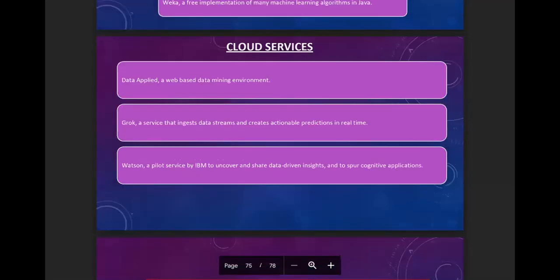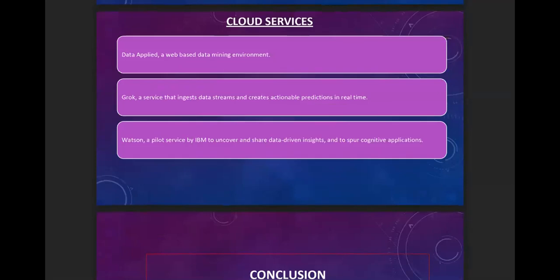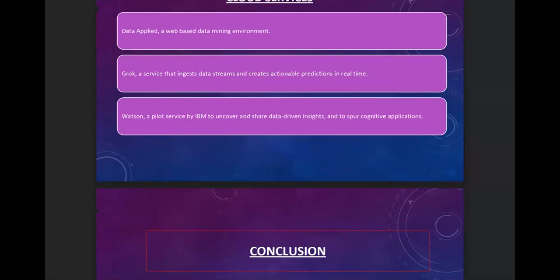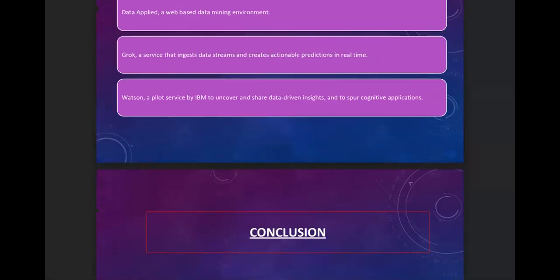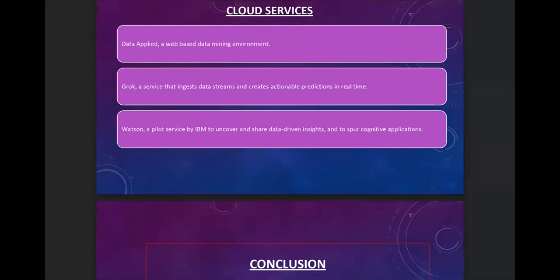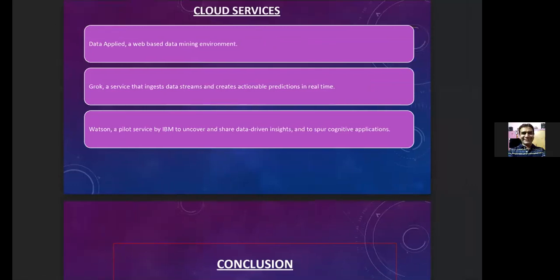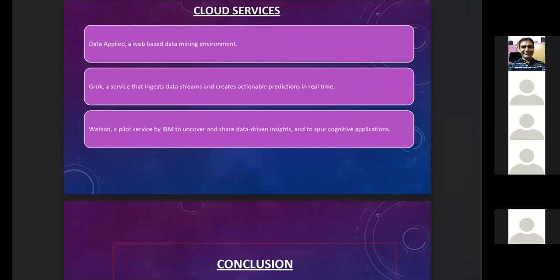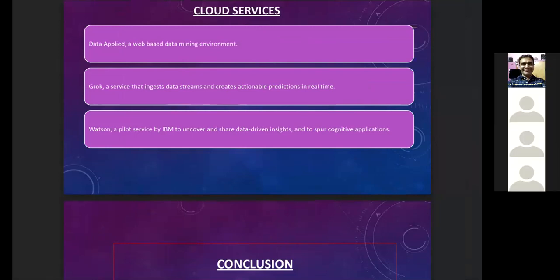Then you have various cloud services based on machine learning algorithms, for example Grok and Watson, which are famous machine learning algorithms with prediction. Grok and Watson are free cloud services frequently used by various companies for analysis in terms of marketing tools, buying behavior, and credit card rating of particular persons. All these things are being developed, and they provide special help to various companies.